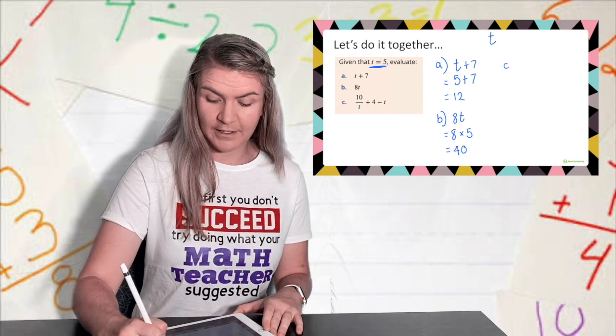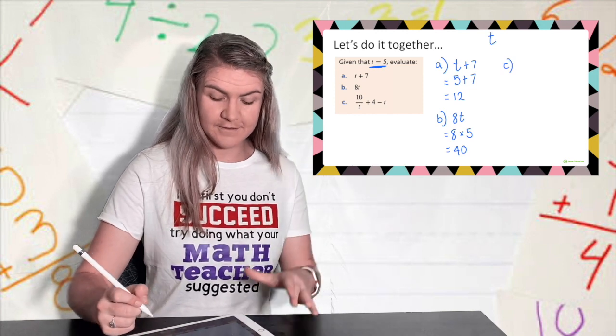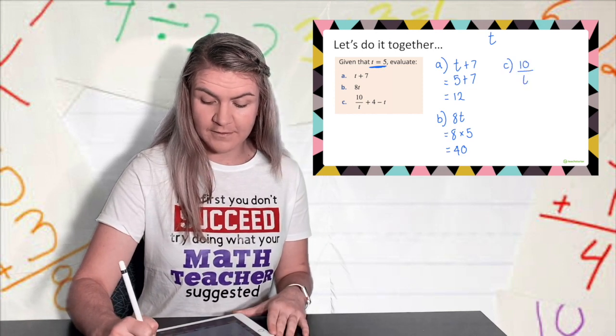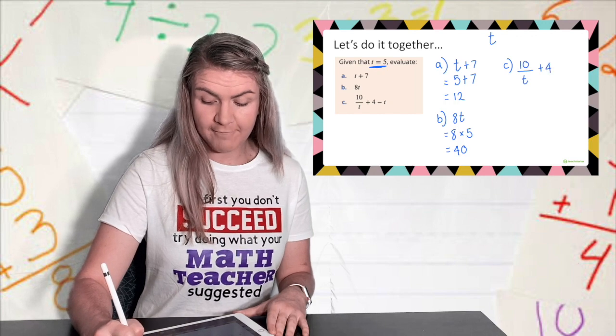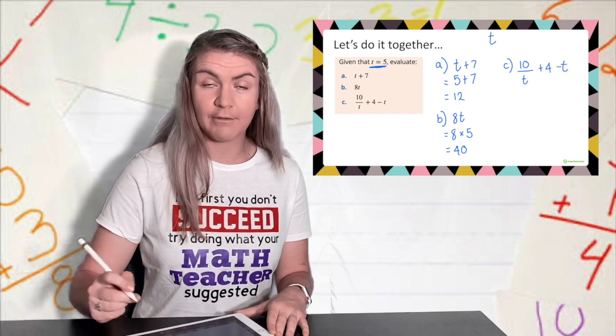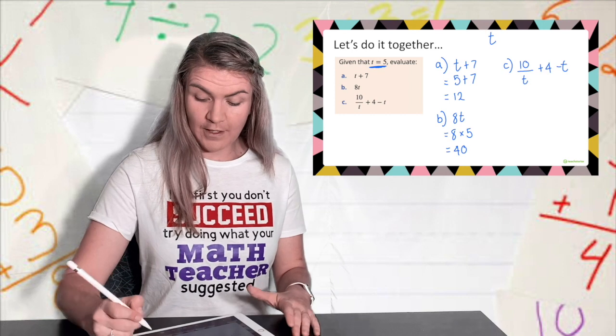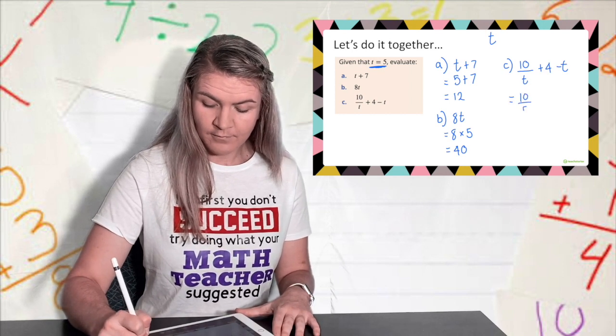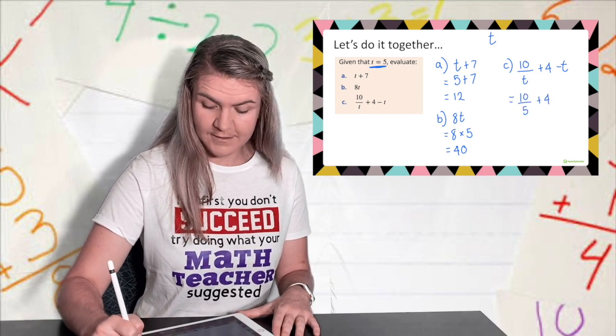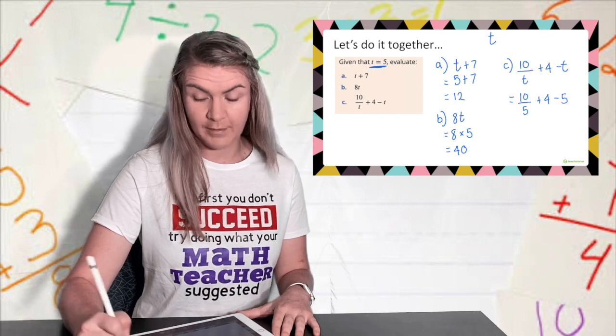Now this next one's a bit tricky because I've got 2 t's, but it really makes no difference because the rule is every time I see a t, I replace it with 5. So I'm just going to go like this. 10, replace with 5, plus 4, take t, replace with 5.